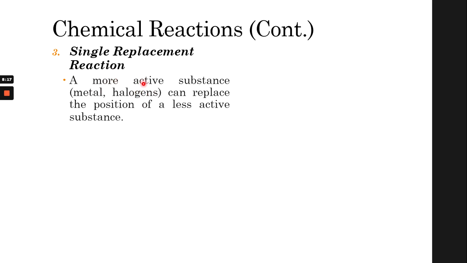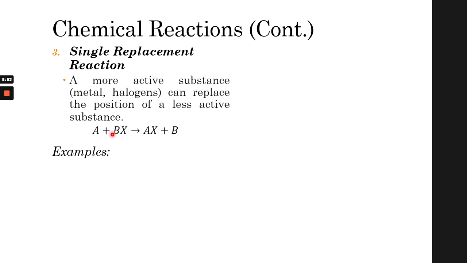So when a more active substance, a metal or halogen, replaces the position of a less active substance, this is the usual equation that we use for single displacement reaction: A plus BX. Your A here is your more active substance, and BX is your compound. What happens is you basically switch A and B. Usually X here is an anion, and B can be a cation, which usually can be a metal.